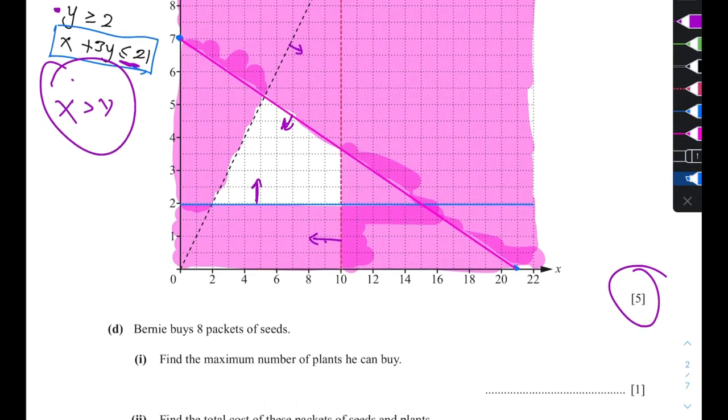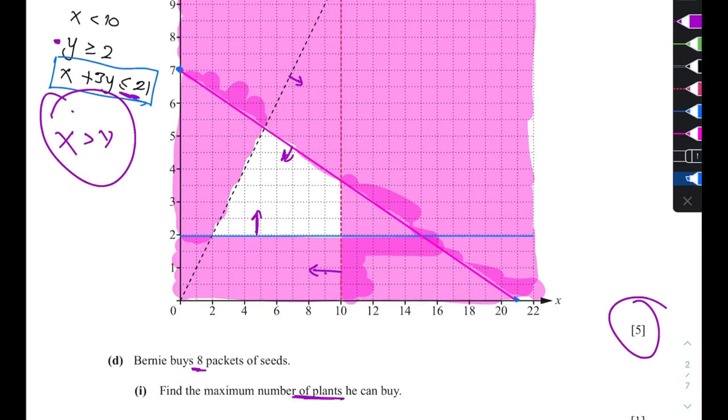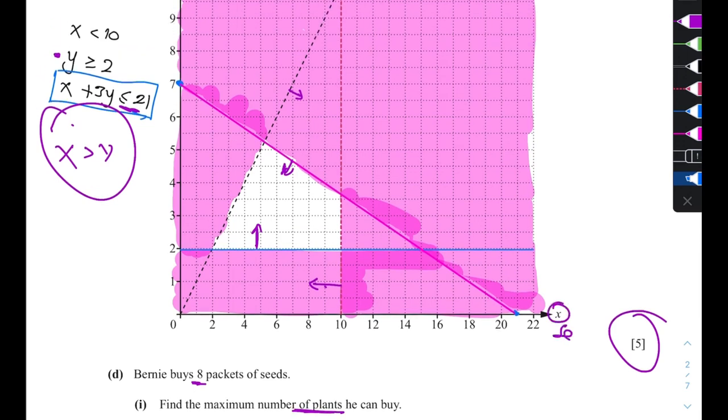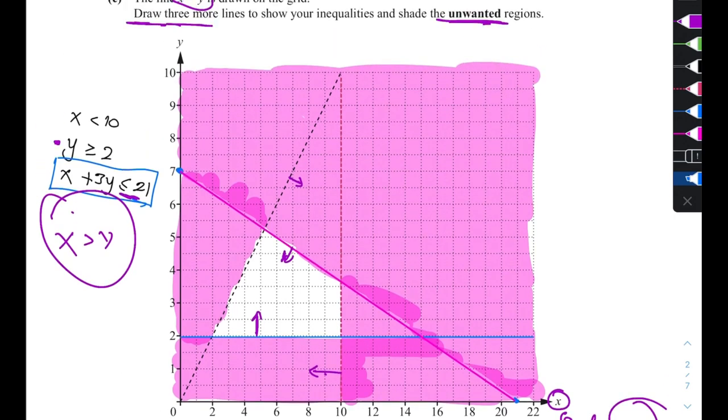Now they said that Bernie buys 8 packets of seeds. Find the maximum amount of plants that he can buy. Well, go to the seed axis. X-axis is seeds. He bought what? 8. Come to 8. Can I get maybe black? No, let's use blue, which is going to be obvious. So if, let's say you are on the 8th line, okay?